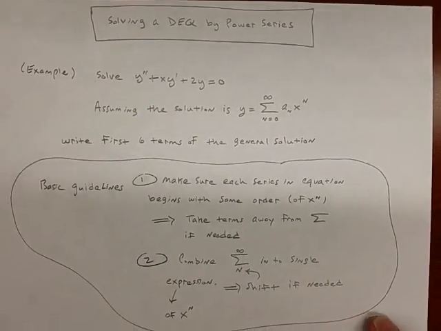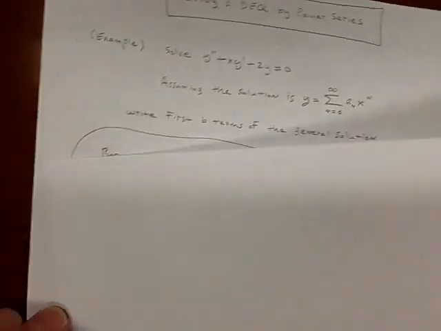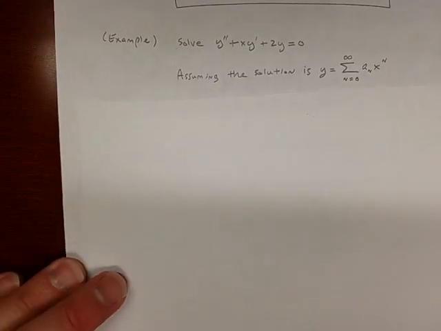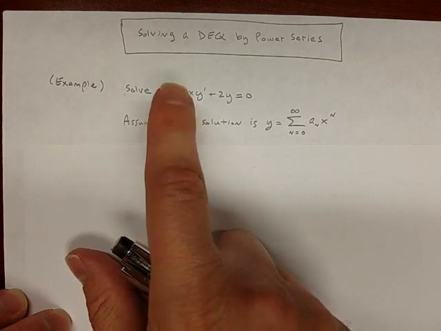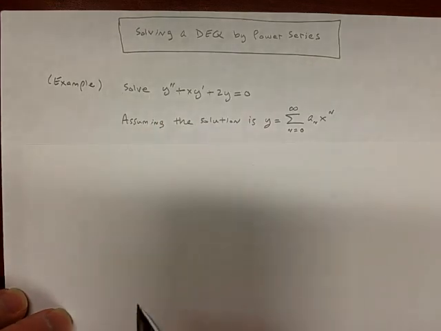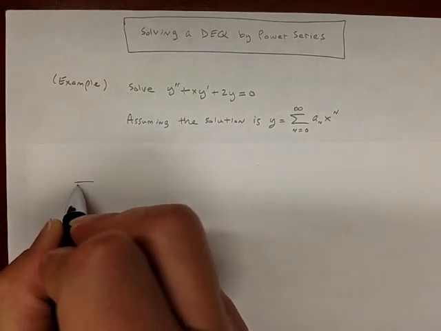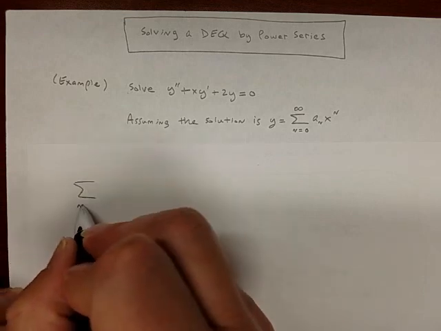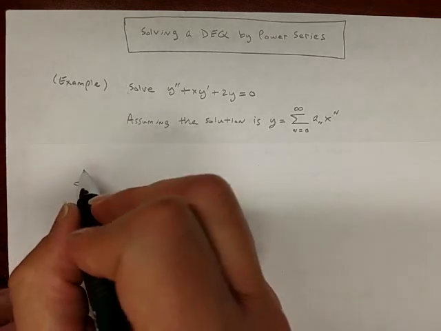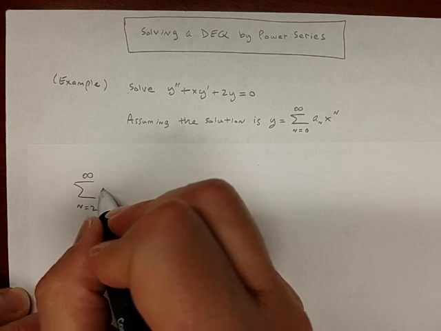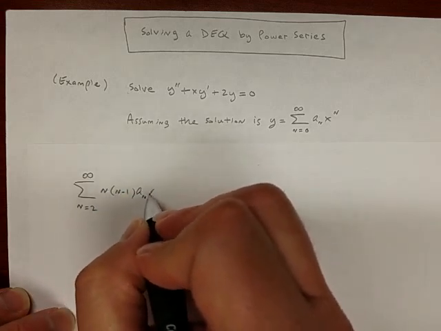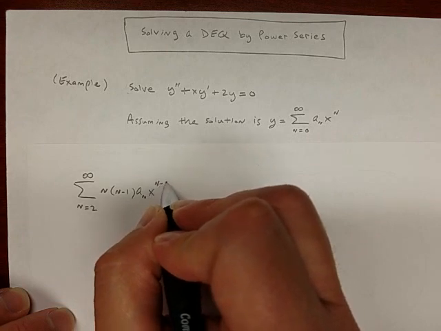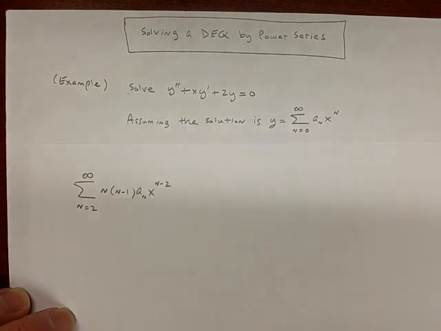So how about this? Let's take our assumed solution and see what it starts to look like in there. So if that's y, what's y double prime? Y double prime is the series from n equals 2 to infinity of n times n minus 1 a_n x to the n minus 2, which is a power series all by itself.